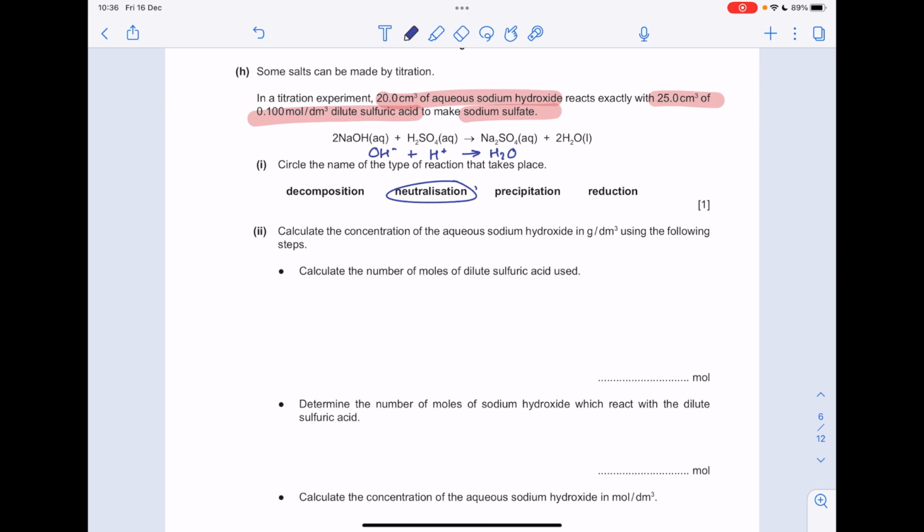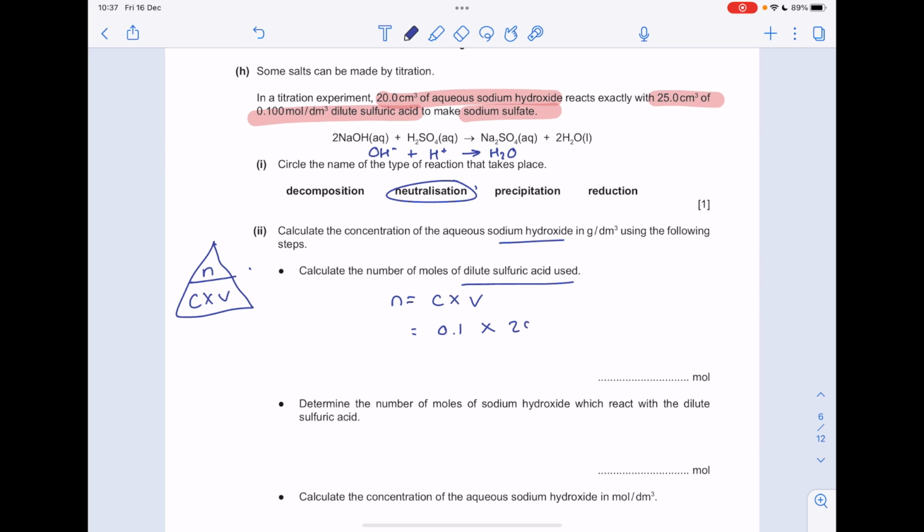Calculate the concentration of aqueous sodium hydroxide using the following steps. Calculate the number of moles of dilute sulfuric acid used. This is the formula triangle you need to use. So number of moles is concentration times volume. So we know that we have 0.1 moles of sulfuric acid. The volume was 25, but make sure it's in decimeters cubed. So divide by 1,000 to get 2.5 times 10 to the minus 3 moles.